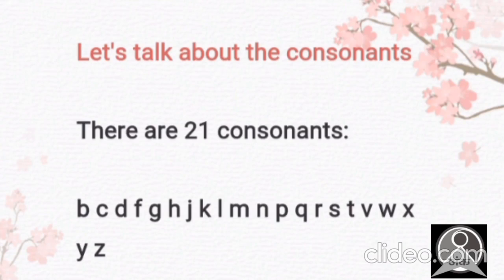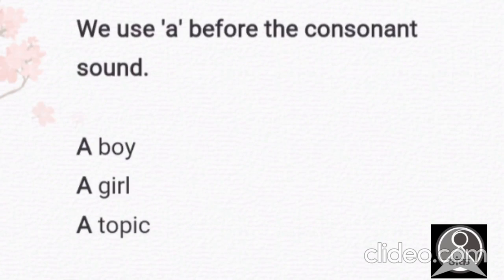Now let's talk about the consonants. There are 21 consonants. All the alphabets except for those 5 which are vowels are known as consonants. So B, C, D, F, G, H, J, K, L, M, N, P, Q, R, S, T, V, W, X, Y, Z. And again, we have to focus on the consonant sound, because there are times when there is a consonant in the starting, as we had in the examples previously. So now let's have some examples for consonants as well.